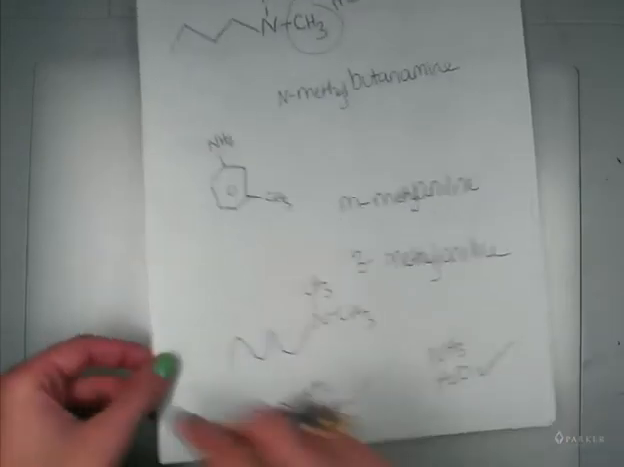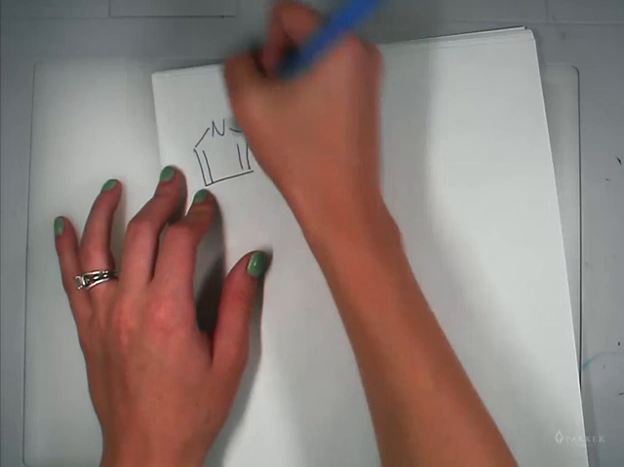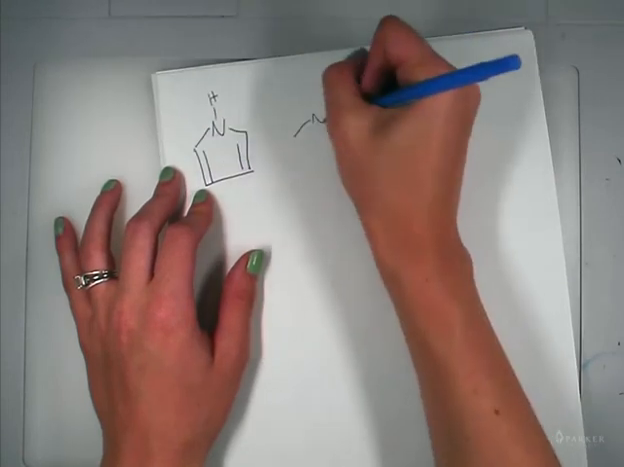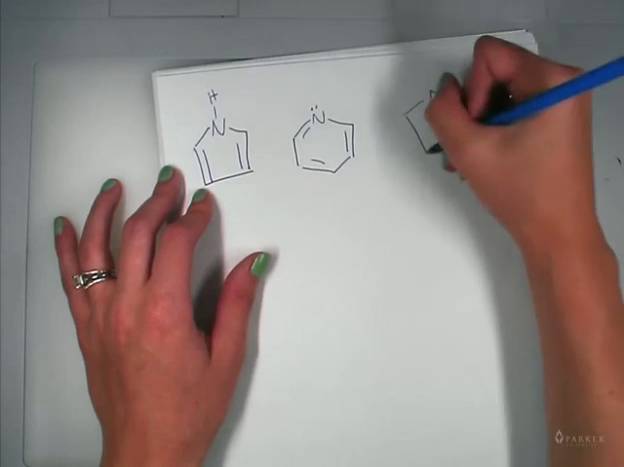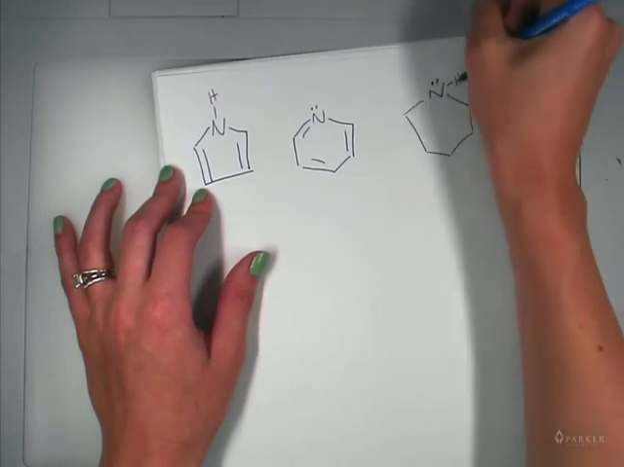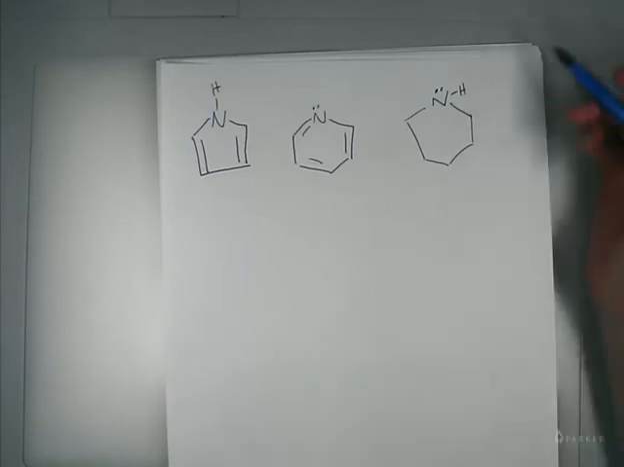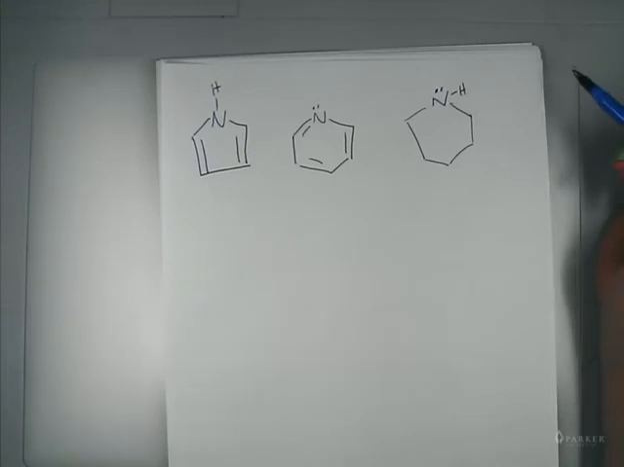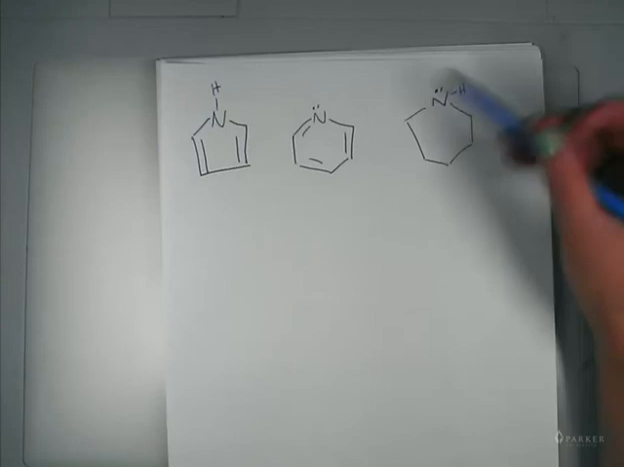Okay, and then in this chapter, we looked at basicity. Okay, what makes it a stronger base or weaker base? So we had these. All right, out of these, which one is the stronger base? The one on the right, because there's no resonance there at all.